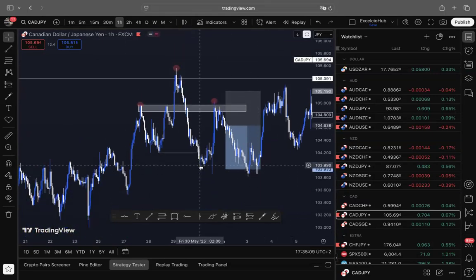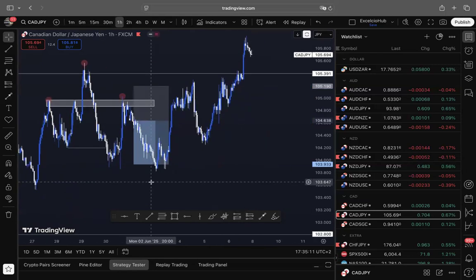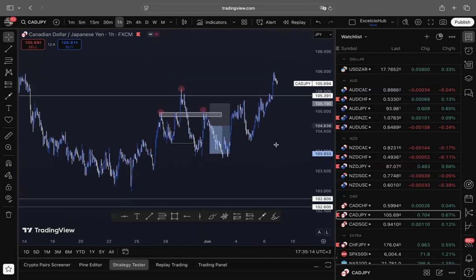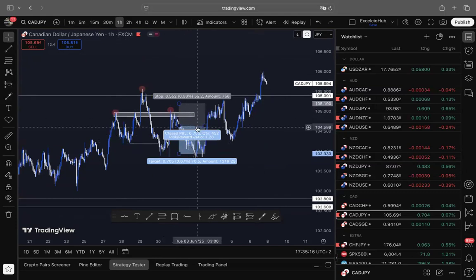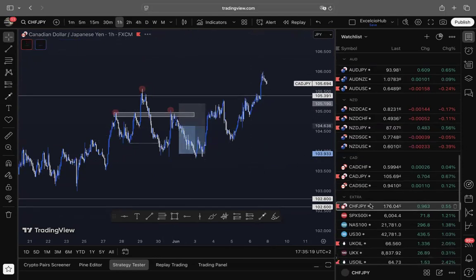On these head and shoulders targeting the lows, price ended up continuing higher, but still it didn't matter because price already hit the take profit.